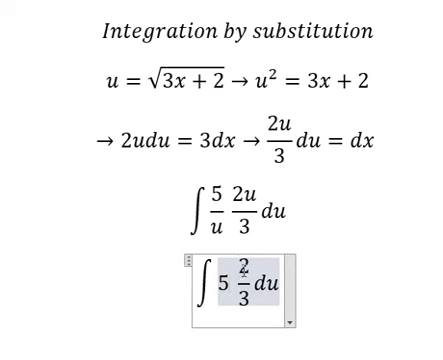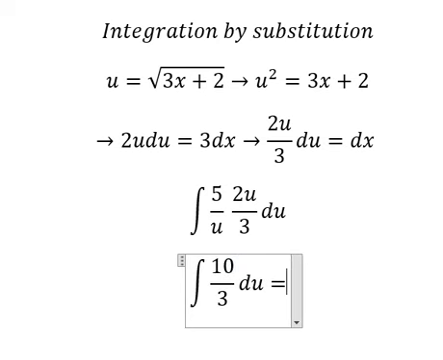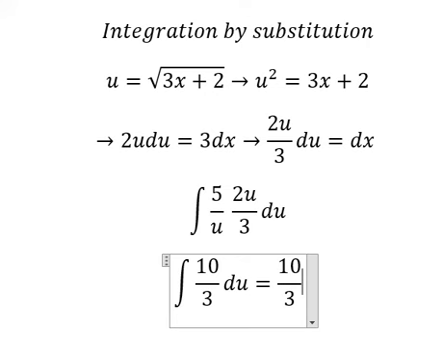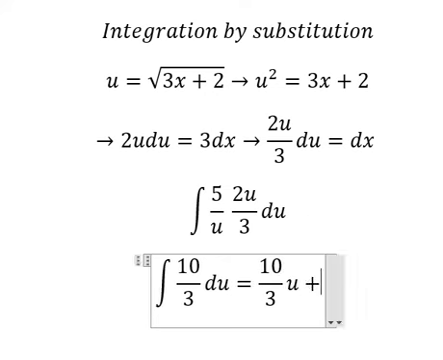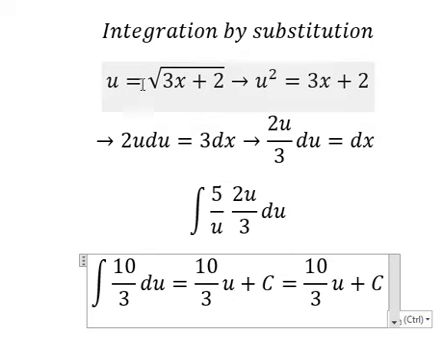Number 5 and number 2, we have number 10. This one we have 10 over 3u, and I will put plus c. About u, that is about this one.